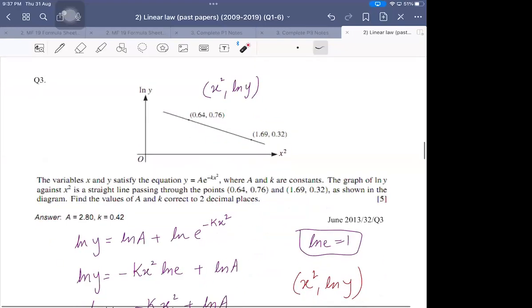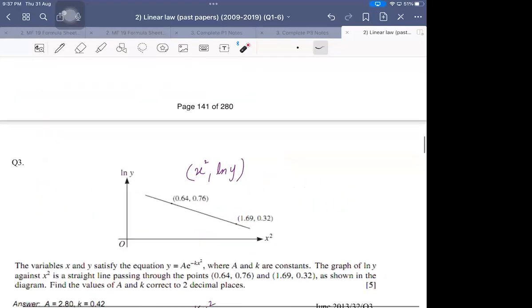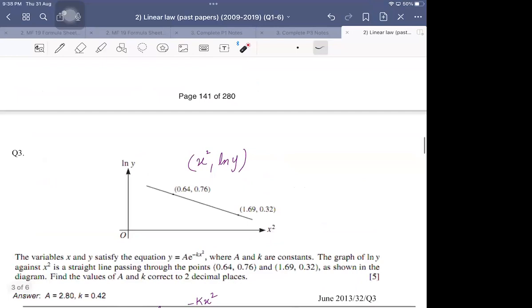चलिए जी resume करते हैं. Let's resume. So we were looking at question number 3. We already did question number 2. The variables x and y satisfy the equation y equals a e to the power of negative kx square, where a and k are constants. The graph of ln y against x square is a straight line passing through the points 0.64, 0.76 and 1.69, 0.32 as shown in the diagram. Find the values of a and k correct to 2 decimal places.